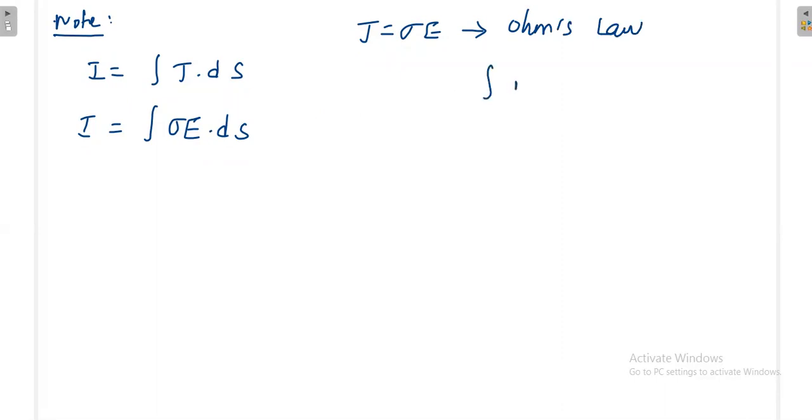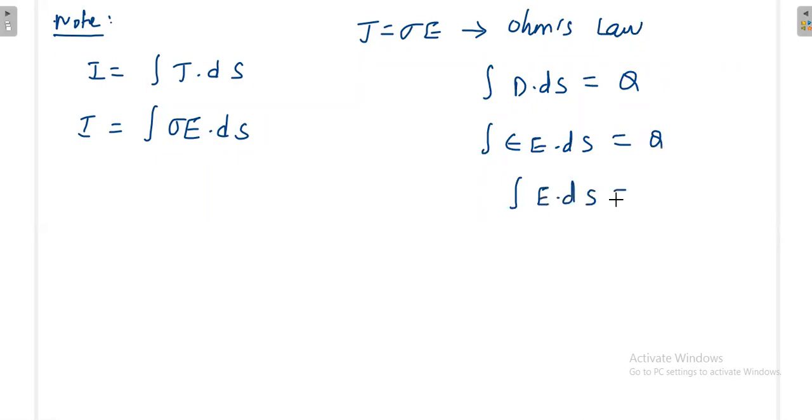You know that integral D dot ds is equal to Q. D is equal to epsilon E, so epsilon into integral E dot ds is Q. So integral E dot ds can be replaced by Q divided by epsilon. So I is equal to conductivity into Q divided by epsilon.